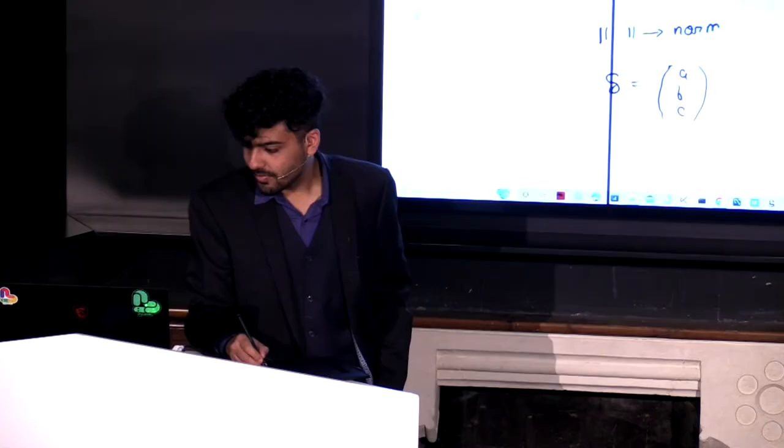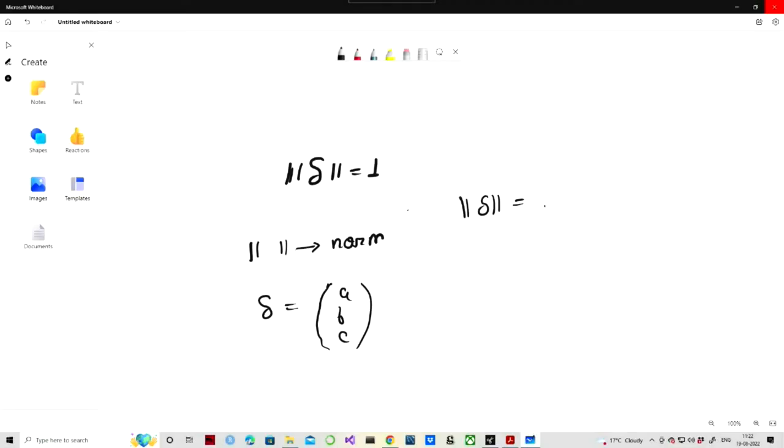So this actually means the square root of a square plus b square plus c square. To calculate the directional derivative, we need this direction to be a unit vector. That means this square root of a square plus b square plus c square should always be 1. So that's the requirement. All right, so this is the formula. And if you have this vector ABC, this is how we calculate the norm.